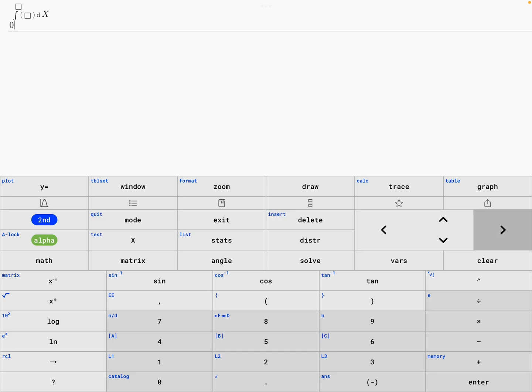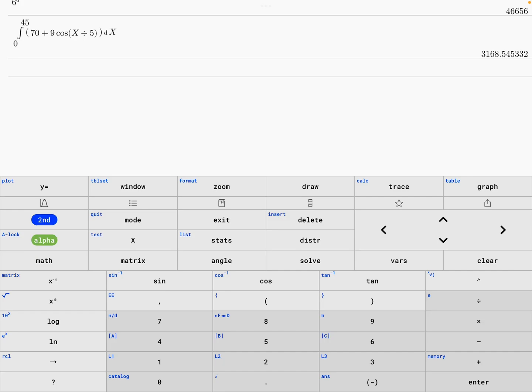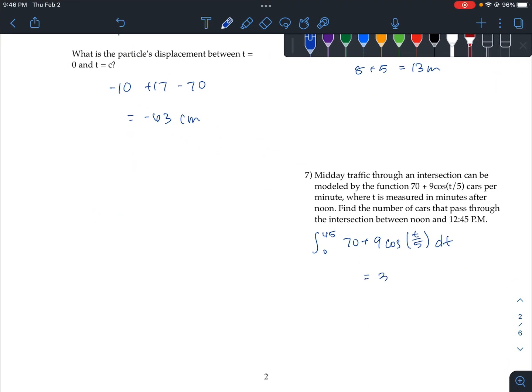So we got from 0 to 45, we have our function of 70 plus 9 cosine of x divided by 5. And we got 3168 point. We're going to round that up since we don't want to divide cars. So we're going to do 3169. So 3169 cars. Okay.